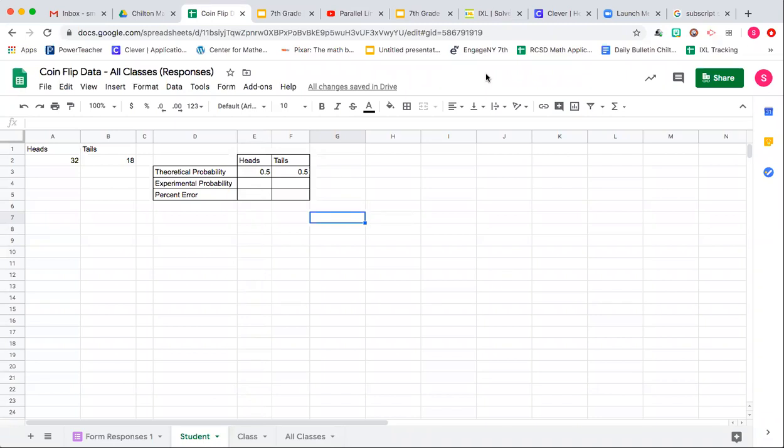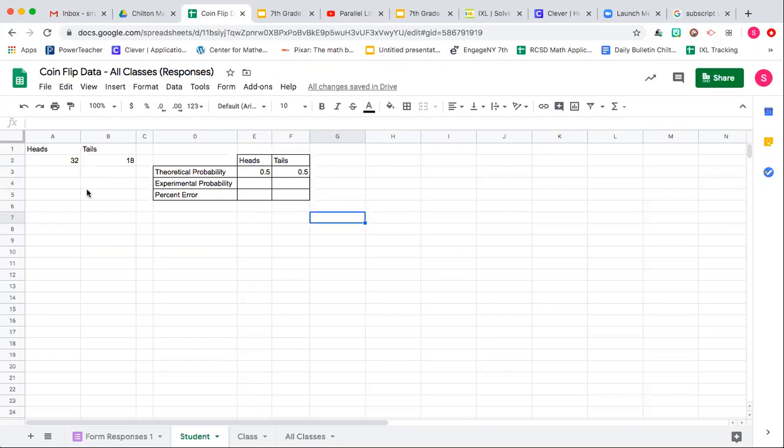Today, we are going to take that data from your coin flip, and we're going to be comparing theoretical probability and experimental probability. We all know that the probability of flipping heads is 0.5 or 1/2, 50%, and the same for tails. But is that what actually happens when we flip a coin? Is it truly 50-50 probability? So we're going to take the data that you collected and we're going to see how they compare.